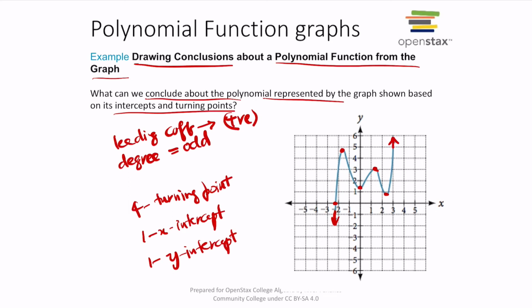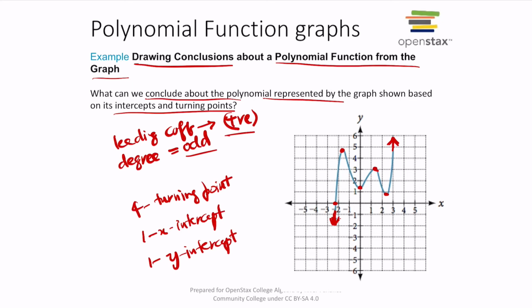Notice that both end behaviors are generally dictated the same way as that of the polynomial power functions. So if the right side is upward and the left side is downward, it's positive. If the left side was upward and the right side was downward, the leading coefficient would have been negative. So these are the conclusions that we can draw from this curve.